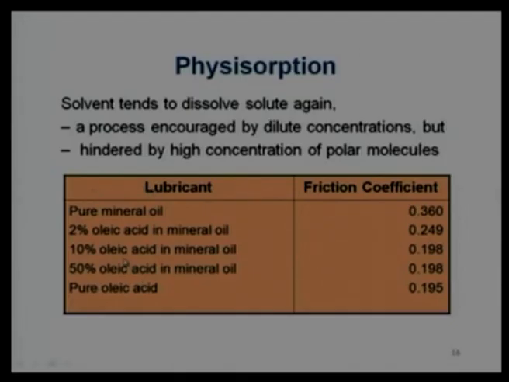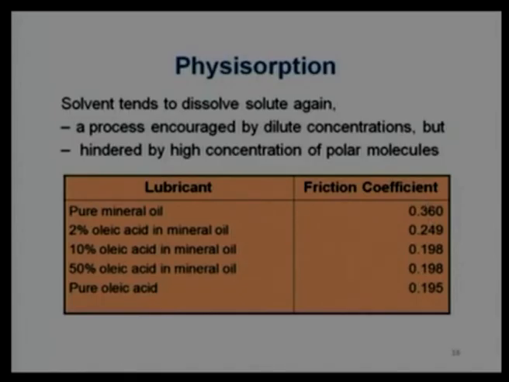This table indicates what happens if we do not use any boundary additives. In this case, we took the example of oleic acid, which is one of the boundary additives having oiliness properties. If the tribo surface is operated with a pure mineral oil, no additives, simple base oil, the estimated coefficient of friction was 0.36.